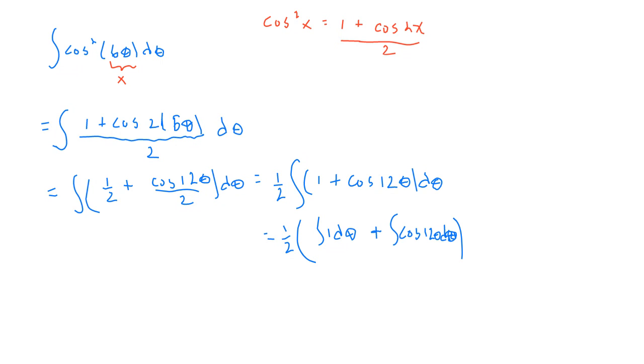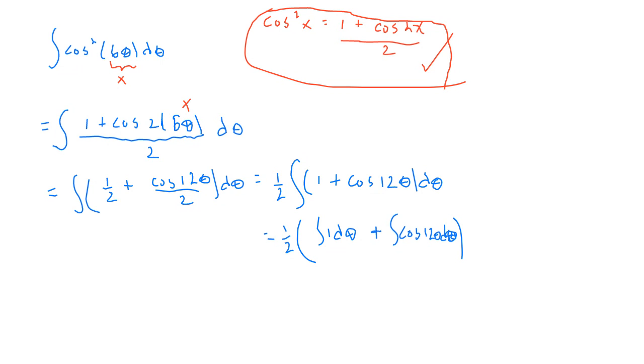How did I get the 12 theta? Okay, Mario, you're good on that. Well, this is the standard trig identity, cosine squared of x equals 1 plus cosine of 2x over 2. So I'm going to let 6 theta be my x. And so I get 1 plus cosine of 2x over 2. Well, 2 times 6 theta is 12 theta.